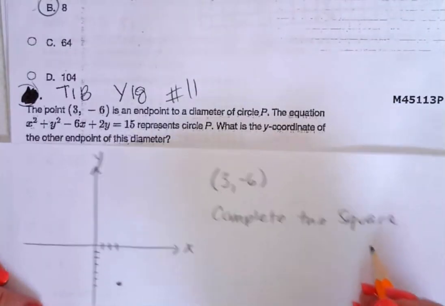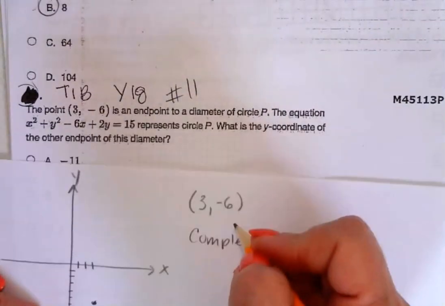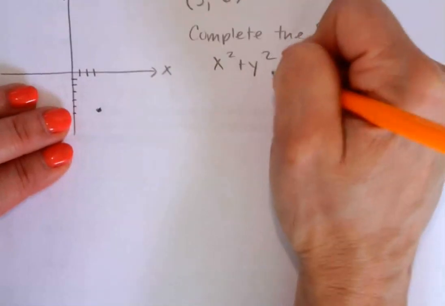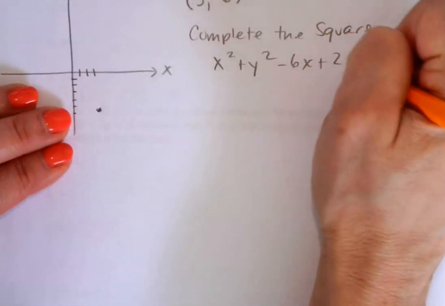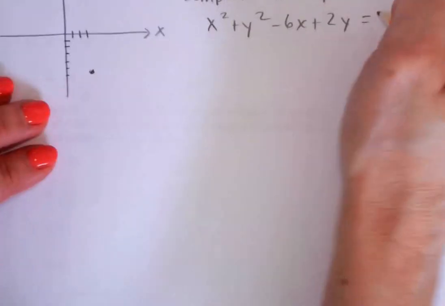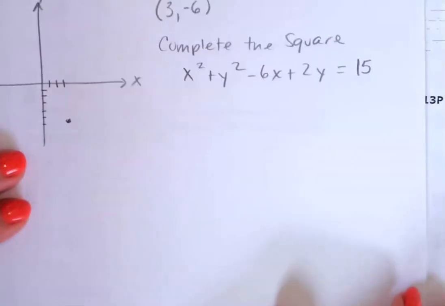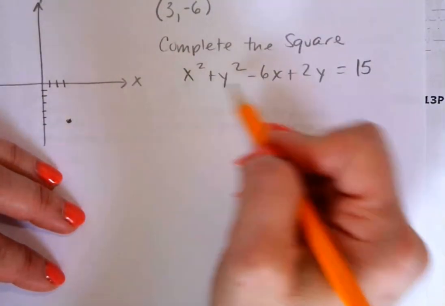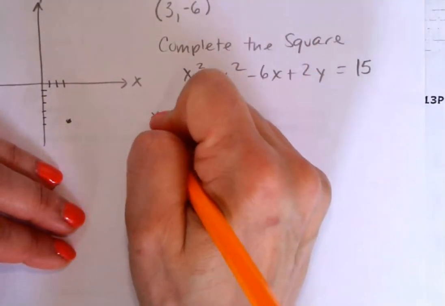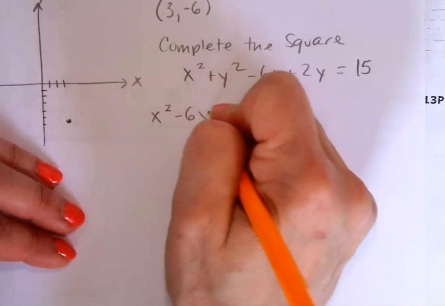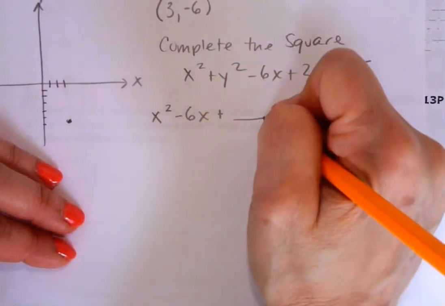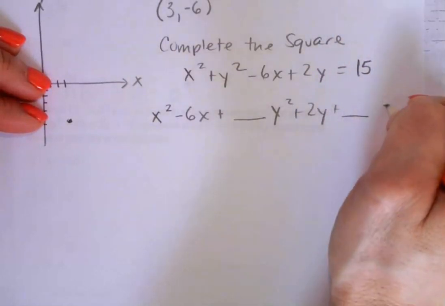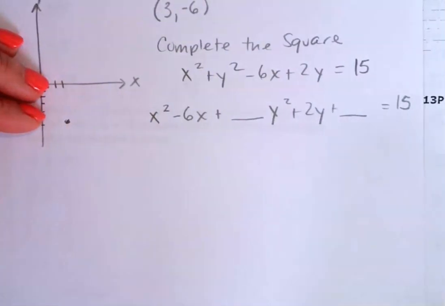So I'm going to go ahead and copy it down first. Okay, so here is our equation. And now remember, we're going to complete the square by grouping our x's. So I have x squared minus 6x. Then I'll leave a space. y squared plus 2y, and a space. And the 15 can stay over on the right side of the equation.